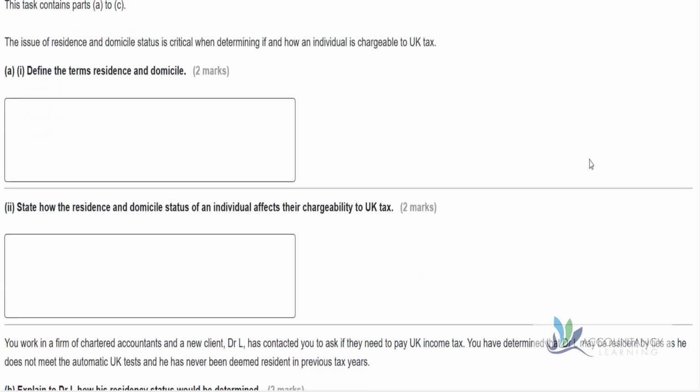The issue of residence and domicile status is critical when determining if and how an individual is chargeable to UK tax. So in Part A, we need to define the terms residence and domicile. So first of all, with residence, an individual is resident if they meet the statutory residence test rules, and that makes them deemed to be resident.